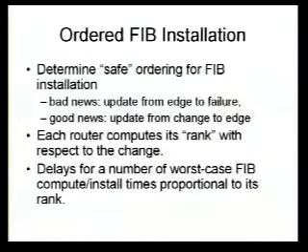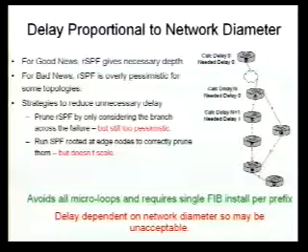Each router computes its rank with respect to the change, and you have to delay for a number of worst-case fib compute intervals, install cycles, proportional to the router's rank. What this means is, in the worst case, the delay is proportional to the network diameter. For the good news, the reverse SPF that you do gives the necessary depth. But for the bad news, it's overly pessimistic for some topologies.